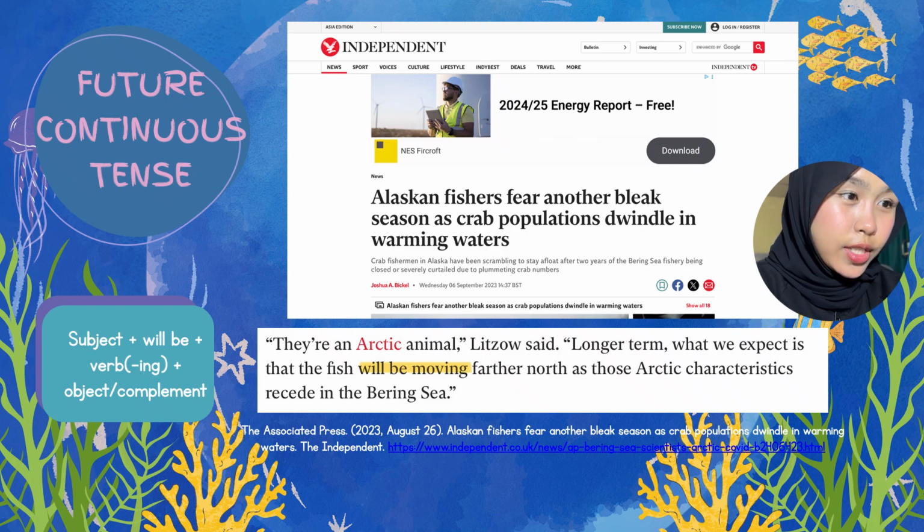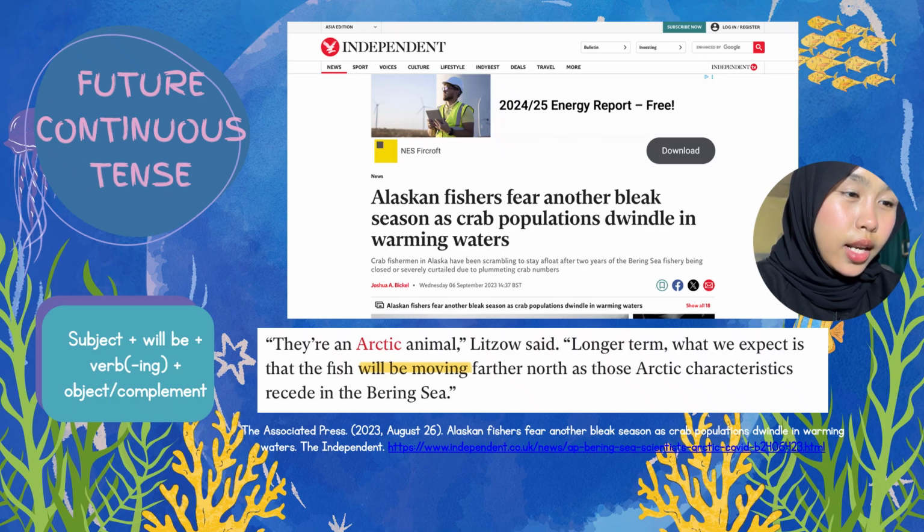Let's jump into the last type of continuous tense, which is the future continuous tense. The formula is subject plus will be plus verb-ing plus object or complement. Longer term, what we expect is that the fish, so the fish is the subject, will be moving, move is the verb plus ing, further north as those Arctic characteristics reside in the Bering Sea. So that is the object or complement.